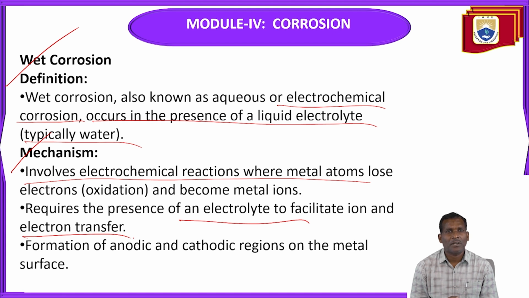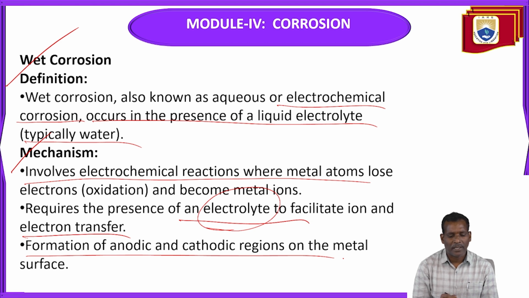But in the previous case, dry corrosion, there is no need of an electrolyte. Here, in wet corrosion, it requires the presence of an electrolyte to facilitate ion and electron transfer, and the formation of anodic and cathodic regions on the metal surface. These two anodic and cathodic regions form on the metal surface.